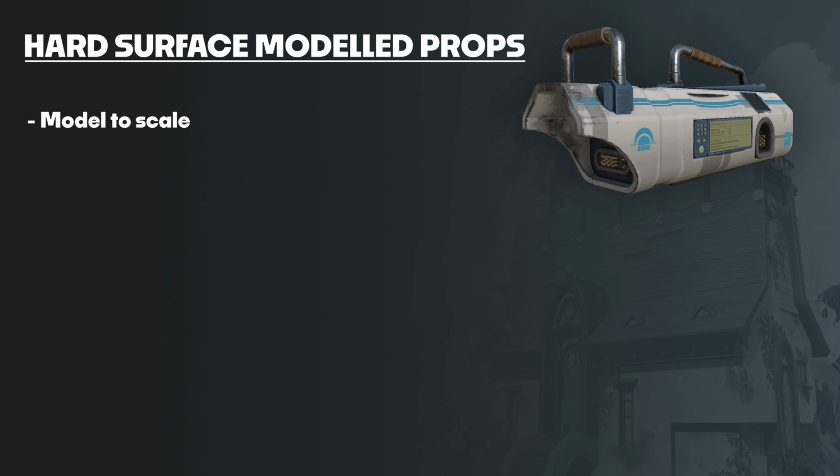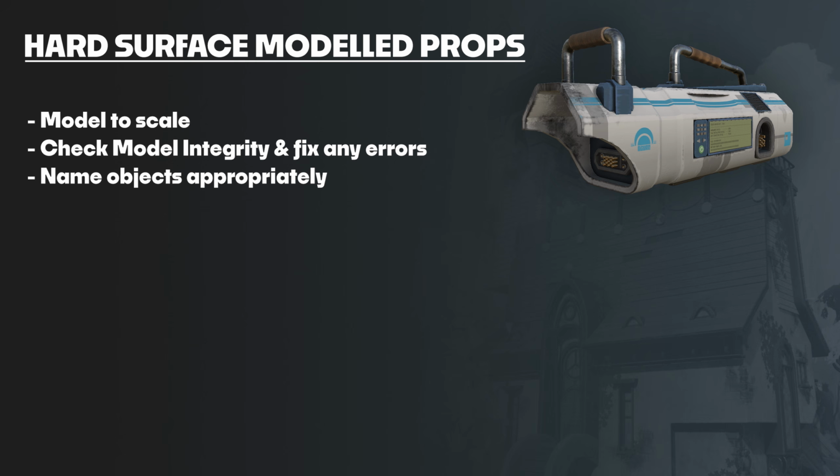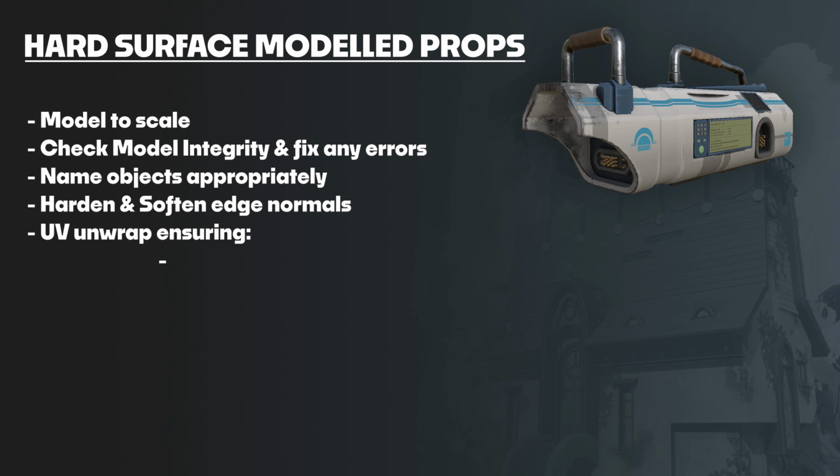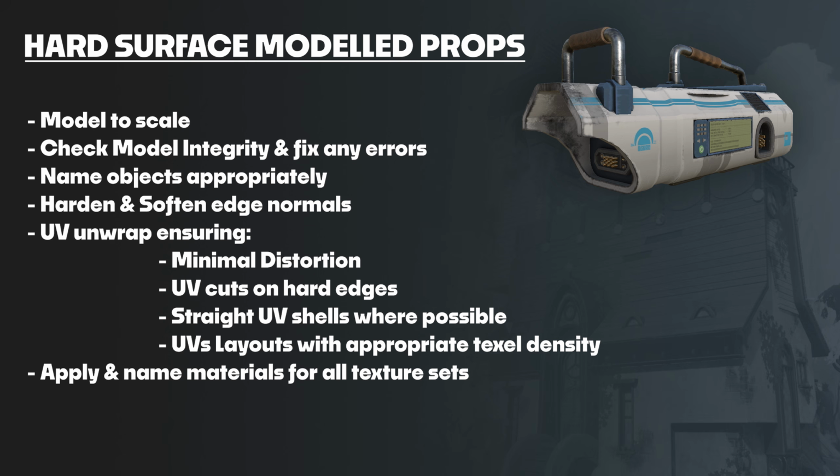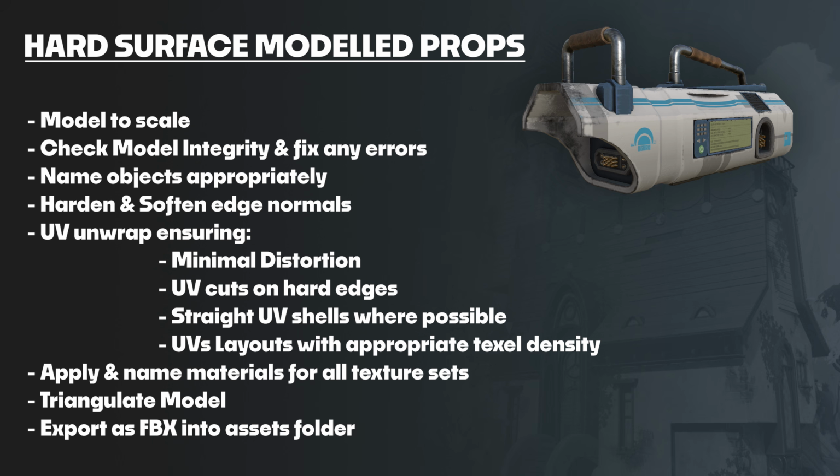Modeled to scale, checked the model integrity and fix any modeling errors, name objects appropriately, harden and soften edge normals, UV unwrap, ensuring minimal distortion, cuts on hard edges, straight UVs where possible, UVs then laid out with appropriate texel density, apply a material for each texture set. Afterwards, we want to triangulate the model and then finally export it as an FBX file.